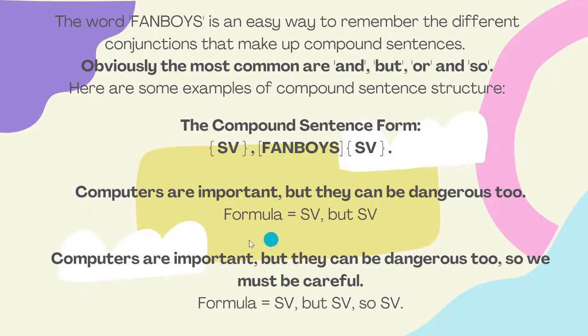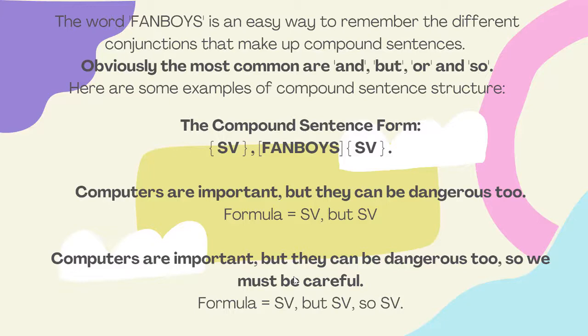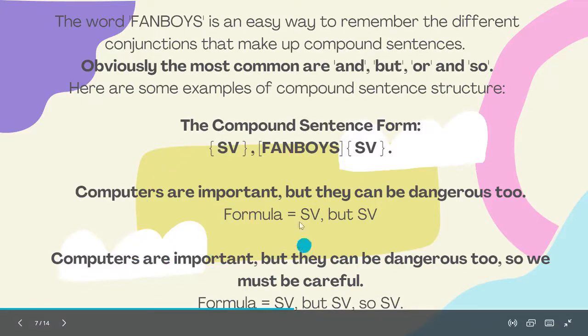The other example here is the example of the form in a sentence. Computers are important, but they can be dangerous too. The formula is subject, verb, comma, but, subject, verb. Okay, and then the next: computers are important, but they can be dangerous too, so we must be careful. So subject, verb, comma, but, subject, verb, comma, so, subject, verb. Okay, so that's the example of the formula.